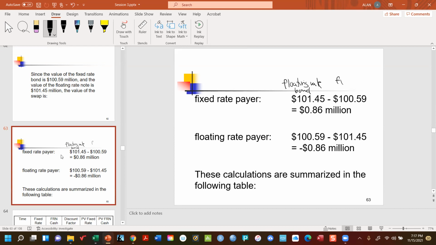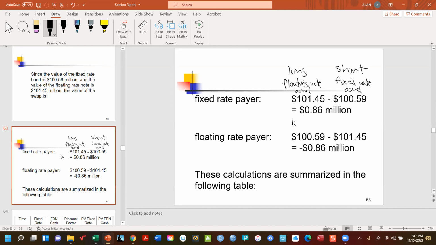And this is the fixed rate bond. And the difference between them is positive at $86 million. Remember, we're assuming that the fixed rate pair is long the floating rate bond and short the fixed rate bond, whereas with the floating rate pair, it's the other way around.